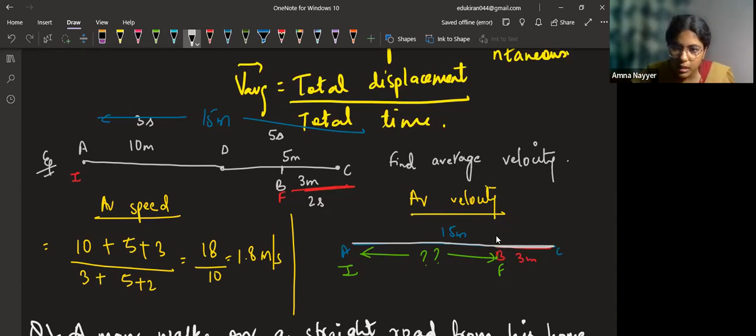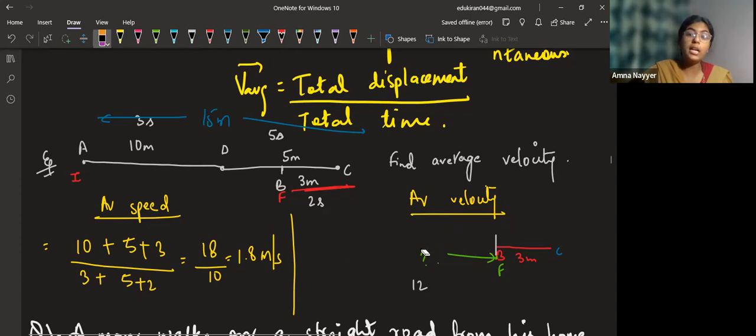So the entire was 15. Came back 3. Just delete 3 from 15. 15 minus 3. How much is left? 12 is left. Is this clear to all of you? Why is this 12 meters and not 18 meters? Yes, ma'am. Right? The entire is 15.